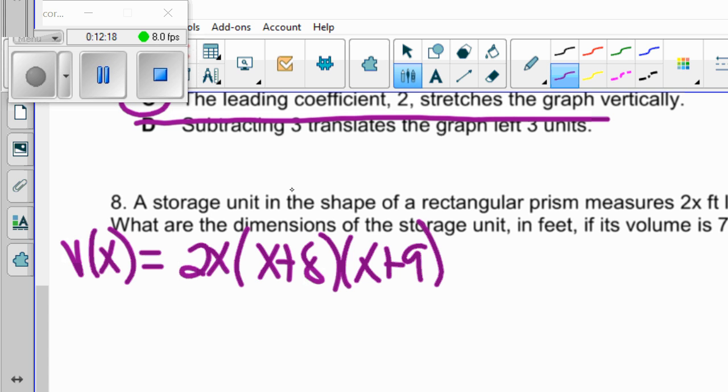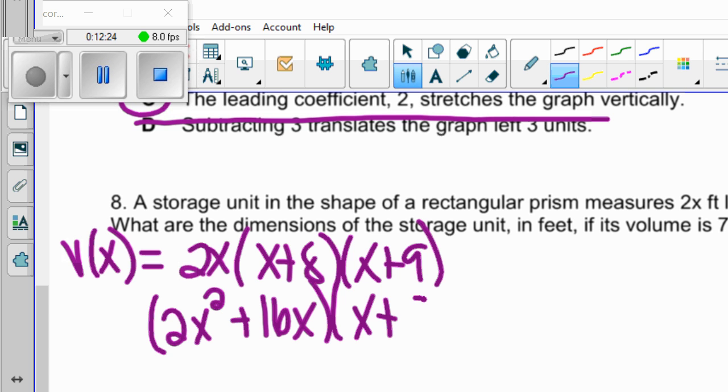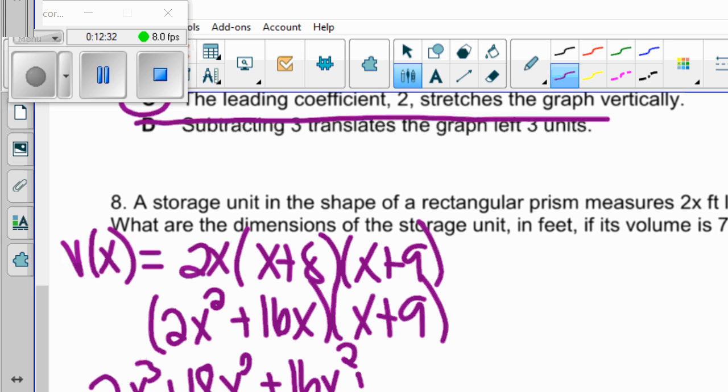So I'm going to go ahead and distribute this. So then I get 2x squared plus 16x. I want to multiply by x plus 9. So I've got 2x cubed plus 18x squared plus 16x squared plus 144x. Combine like terms, so 2x cubed plus 34x squared plus 144x. All of that has to equal my volume, they tell me 792. So now just move 792 over. So I have 2x cubed plus 34x squared plus 144x minus 792 equals 0.